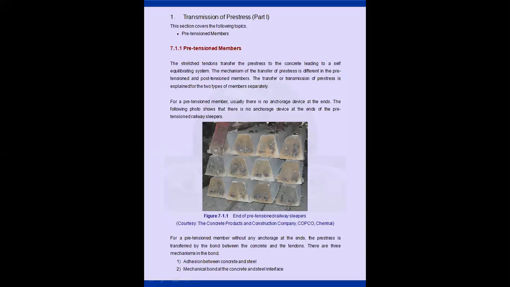So the transmission of pre-stress is explained differently for pre-tension members and post-tension members. They are not the same. Here, let's talk about how transmission of pre-stress takes place in a pre-tension member, and then we can learn about the post-tension member later on. So let us take the pre-tension member. Usually there is no anchorage device at the ends.